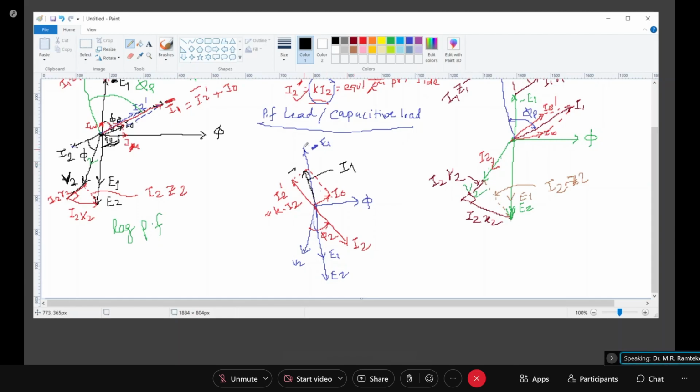Now to this I'll be adding I1 R1 parallel to this, and 90 degrees to that will be my I1 X1. And when I add them together, I get I1 Z1, but now I'll be putting it like this. Let us take this color. So this is my V1.